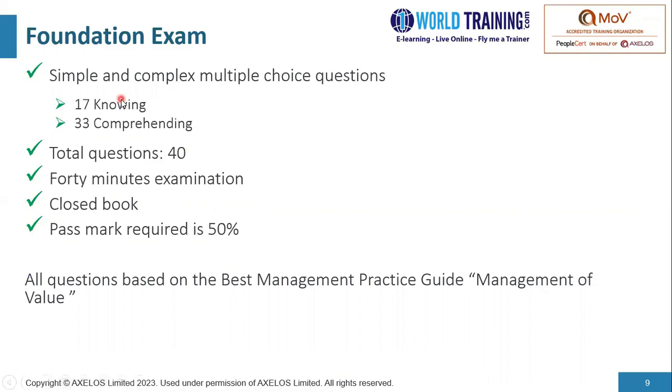Now, a bit about the foundation exam. It's a combination of both simple and complex multiple choice questions. So 17 questions would be at level 1. Remember, we talked about Bloom's taxonomy level 1. Your knowledge would be tested, and 33 questions would be testing your understanding or comprehension. So altogether, there are 40 questions, and you would have 40 minutes to do the exam. It's going to be a closed book exam, and the expectation is to get 50% as pass marks. And all questions are based on the Best Management Practice Guide, Management of Value.